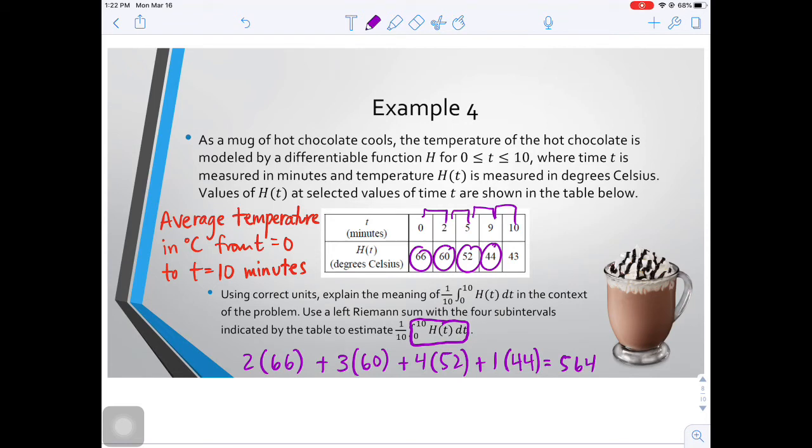We need to now multiply by 1/10. So we need to take 1/10 times 564, and that gets us 56.4 degrees Celsius. That is the average temperature of this mug of hot chocolate over this time interval. At least it's our approximation for it using a left Riemann sum.